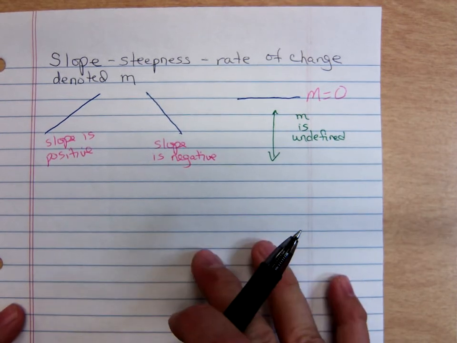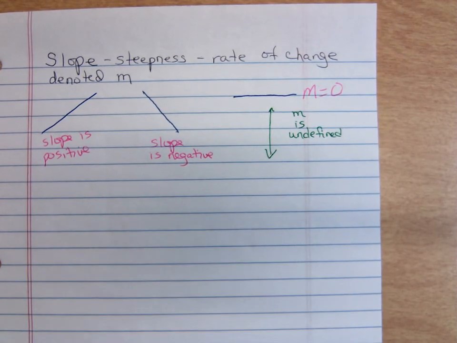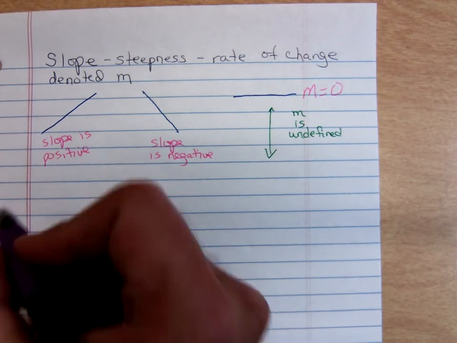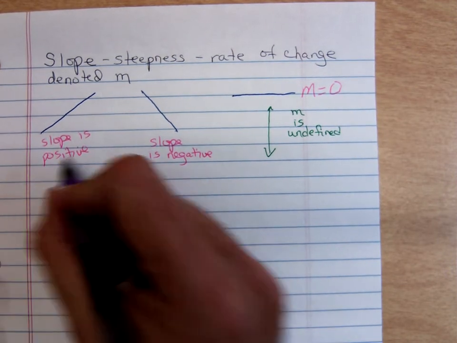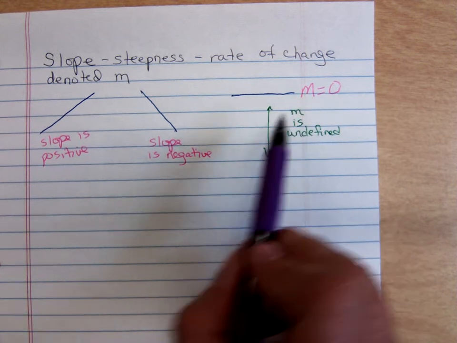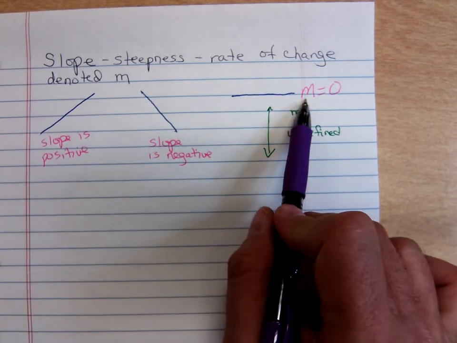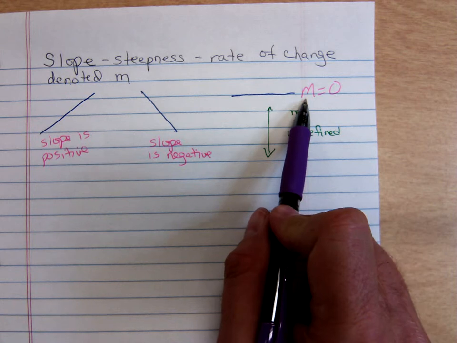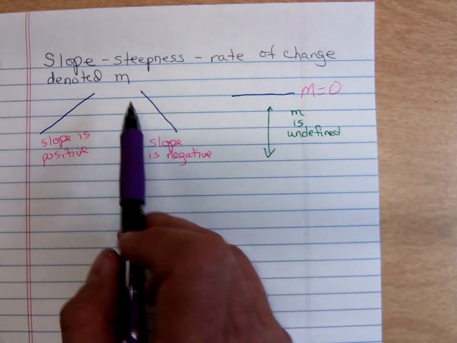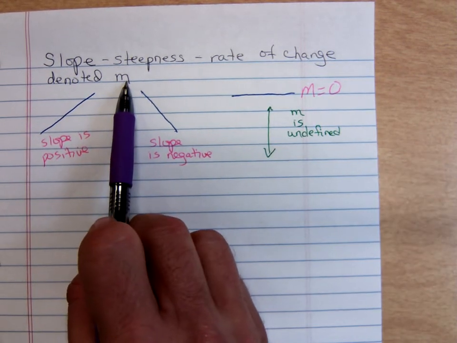Okay? So, in general, slope, I started doing it, didn't I? I was going to try to write out the word slope, but I knew eventually I'd start using the letter m because that's the abbreviation for slope. That's why I told y'all right off it's denoted m.